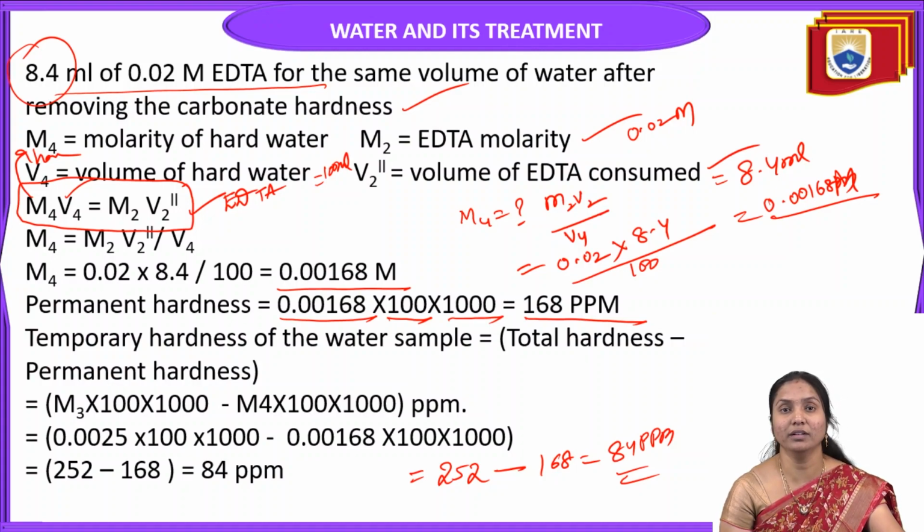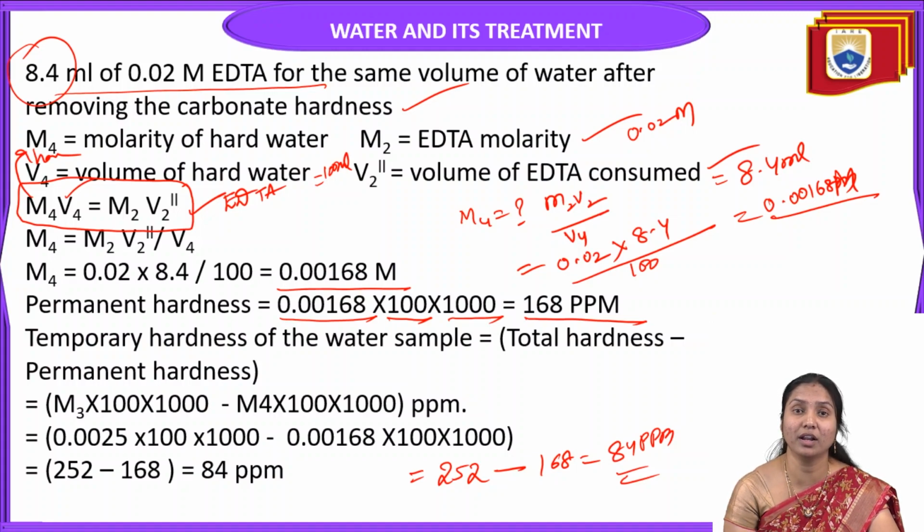So in this session, we learned how to calculate the hardness, that means total hardness, permanent hardness or temporary hardness of water, by using EDTA and EBT indicators. So I hope you understood all.